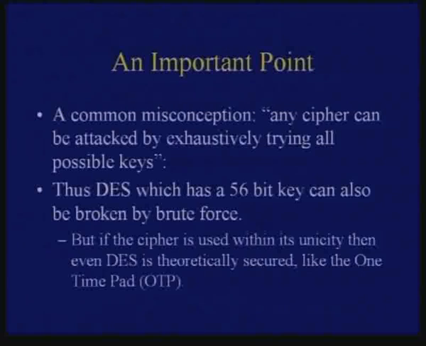The significance of unicity distance is that, for example, if I can compute the unicity distance of DES or any other cipher, then I know how many times I can use the same key. After that I have to change the key if I am considering an unbounded adversary. So if I am considering an unbounded adversary, and the unicity distance is 2, then I would use the key only 2 times, and after that I would change the key.